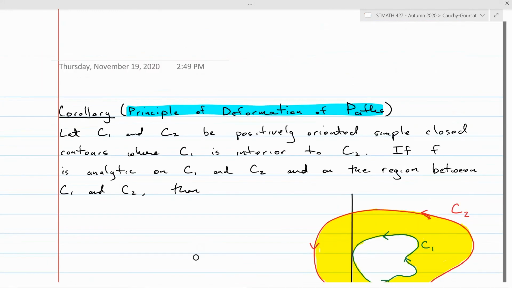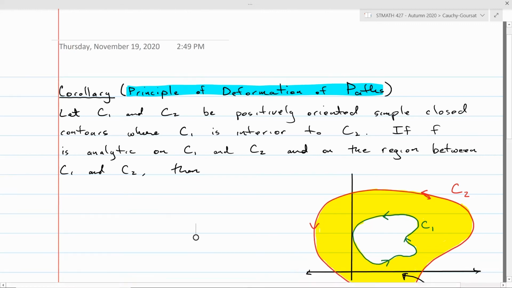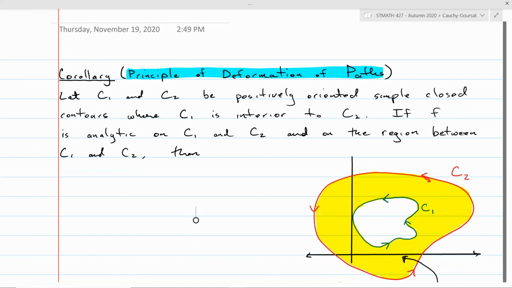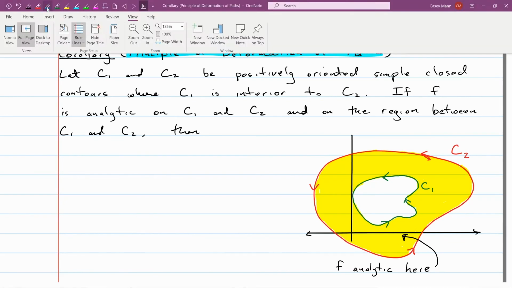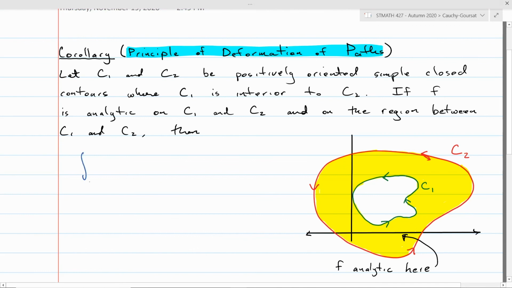Okay, this next corollary, which is called the principle of deformation of paths, probably is the more important result, and it's a specific instance of the previous theorem is all it is. So it says you've got C1 and C2 are positively oriented, simple closed contours, and C1 is going around on the interior of C2. So C2 is the outer one, and C1's the inner one. And then we have a function f that's analytic on both of those curves, C1 and C2, and on the region in between them. Then it turns out that the integral around C1 equals the integral around C2 of f.